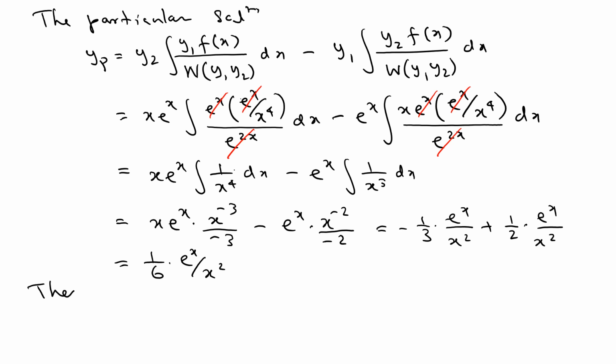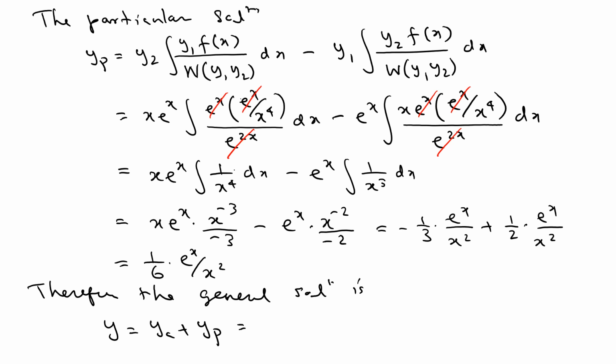Then we can write the general solution. Therefore the general solution is y equals yc plus yp, which equals c1 e^x plus c2 x e^x plus e^x over 6 x squared. So that is the solution of the non-homogeneous equation. So that's the end of the variation of parameters method.